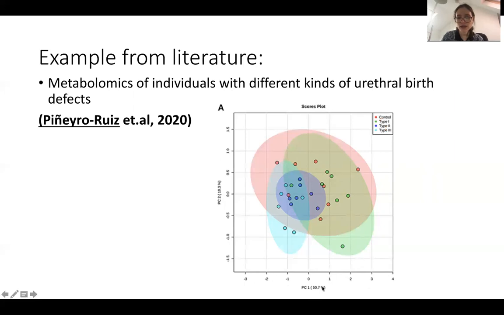Next, you can look at the variation that each principal component explains. The first principal component explains over 50% of the variation in metabolomics between individuals. Next, they color-coded the individual points based on a type of urethral birth defect. And you can see that in general, the type 1 birth defect has higher values in principal component 1 than type 3. This means that there might be some metabolomic differences between the different types of birth defects.